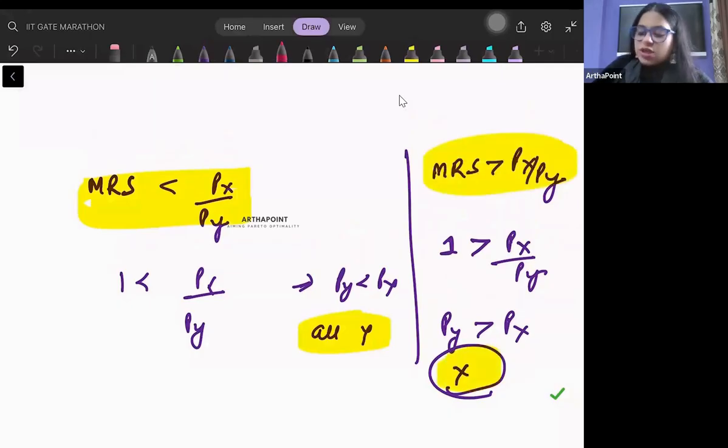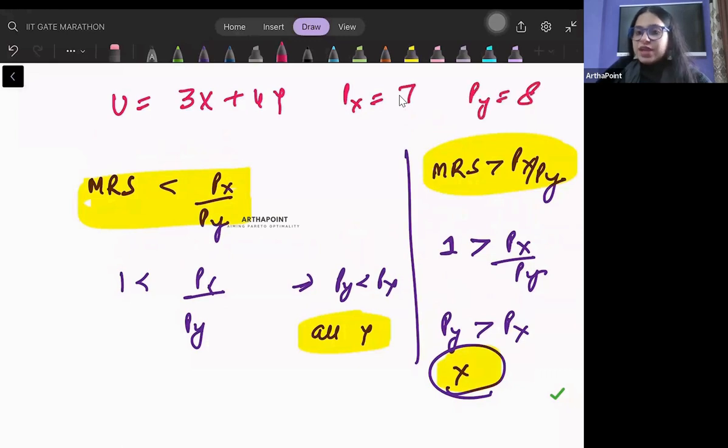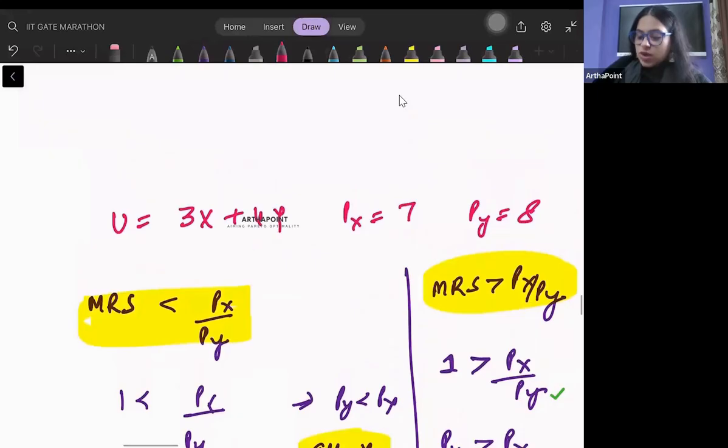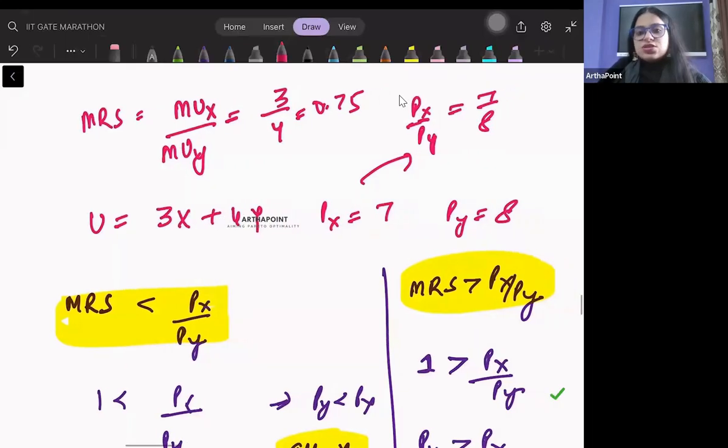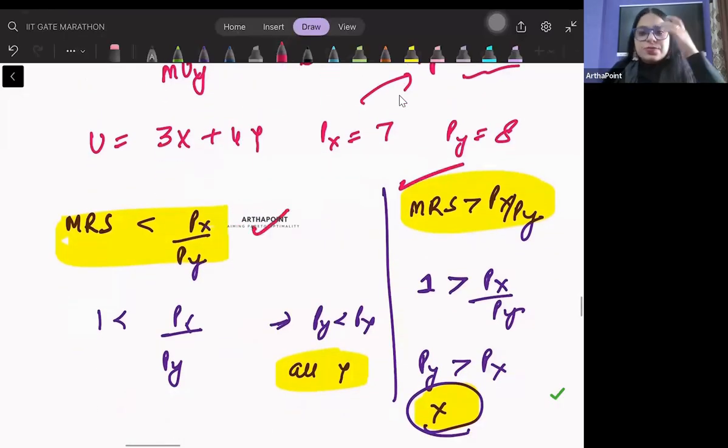अब जो भी आपको क्वेश्चन दिया हो ना, you can compare. So if you are given U is equal to 3X plus 4Y, and you are given PX is 7, you are given PY is 8. अब देख लो किस condition से it is matching. So I will find MRS. MRS will be MUX by MUY. MUX by MUY will be 3 by 4, 0.75. Then find out PX by PY. ये हो जाएगा 7 by 8. So now just compare कि whichever is greater or lesser.